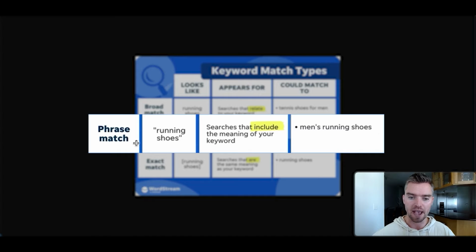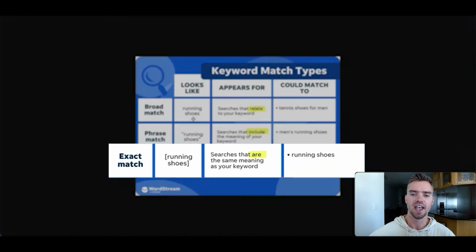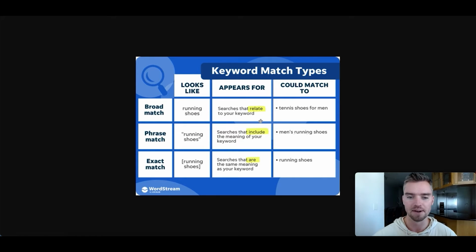Next, we have phrase match. So if we targeted running shoes, the same keyword in phrase match, that means we can show up for any search term that contains the words running shoes. So men's running shoes, women's running shoes, red running shoes for outside, running shoes for city, whatever it might be, right? Running shoes for mountain. So phrase match, that the keyword is within the phrase somewhere. Exact match is whatever you target, that's exactly what you get. And actually this screenshot here isn't the best example, but you get the picture.